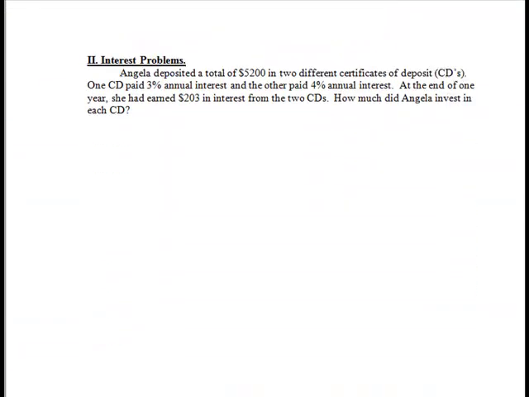The next type of application problem is an interest problem, which in order to do a problem like this, you have to know the interest formula. I is equal to P times R times T, where I stands for the interest, P stands for the principal or the original amount invested, R is the rate, and T is the time. So in this particular problem, and as most investment problems that you're going to be working with, you're going to see that there actually are going to have 2 investments being made in the problem.